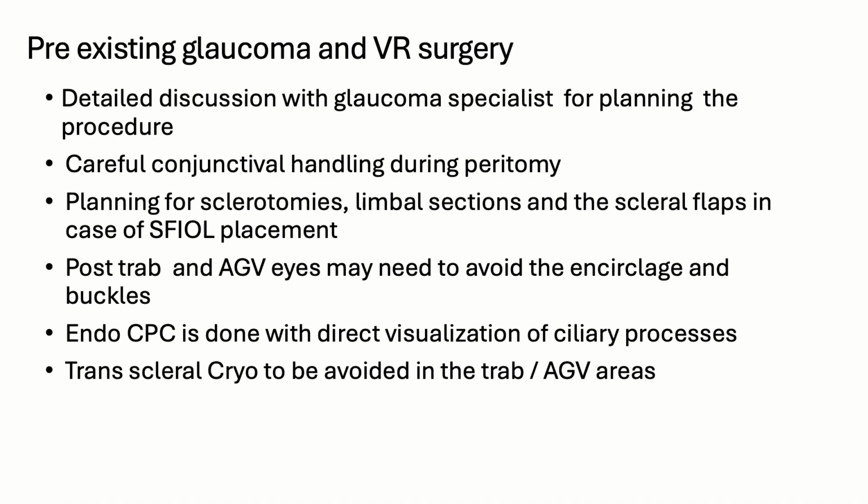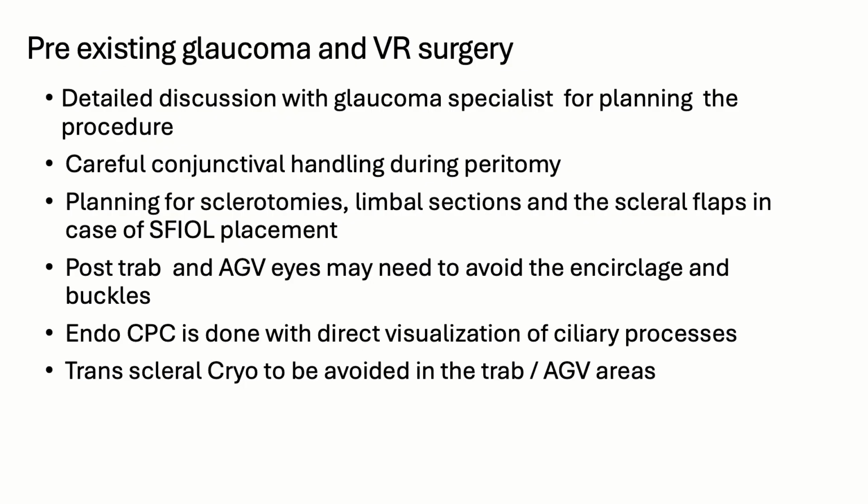The role reversal is that a glaucoma surgery has been done and a vitreoretinal procedure has to be contemplated. So what are the things you need to keep in mind? You need to have a very detailed discussion with a glaucoma specialist to plan a procedure, because we may have to open the conjunctiva, we may have to do our section. A lot of things matter when there is a trab functioning, a bleb functioning, or a tube. So we need to have a very careful discussion with them, like where to do, what not to do, and then go with the procedure.